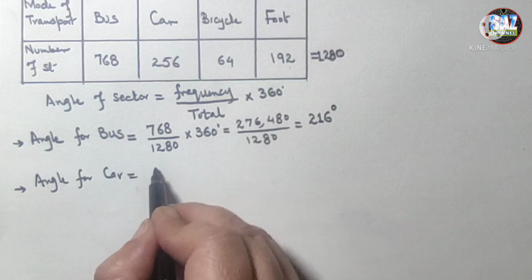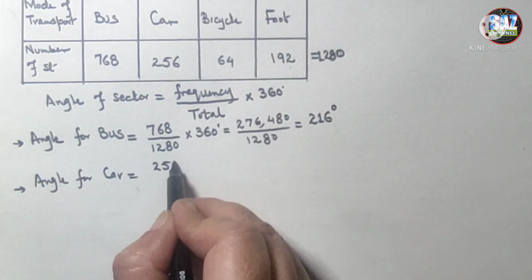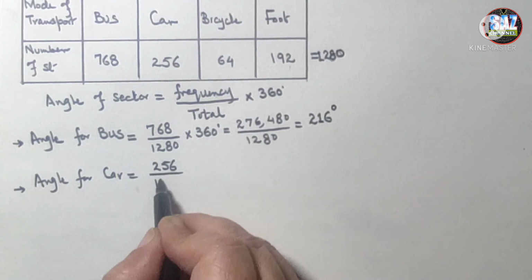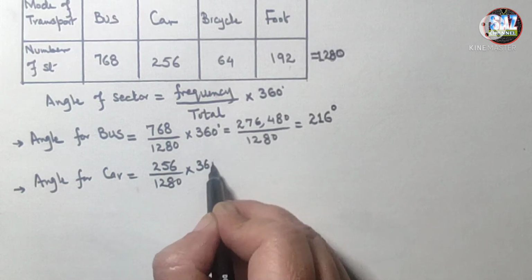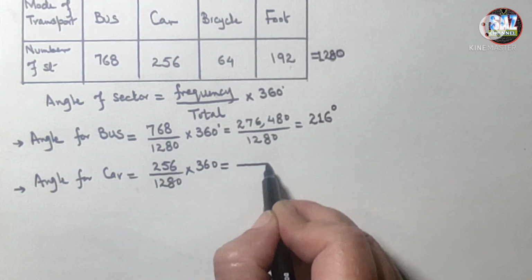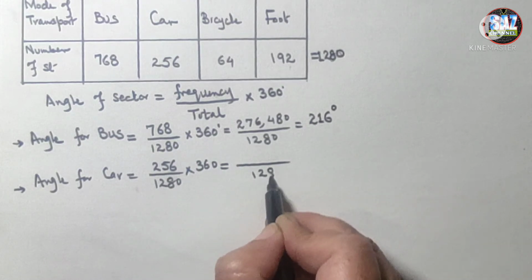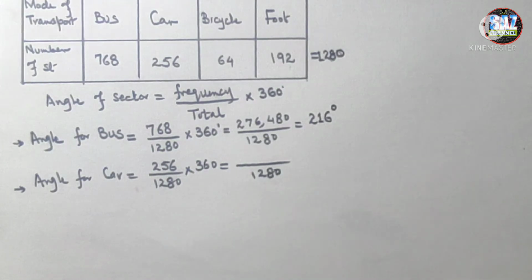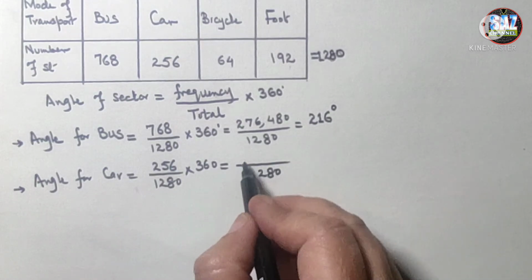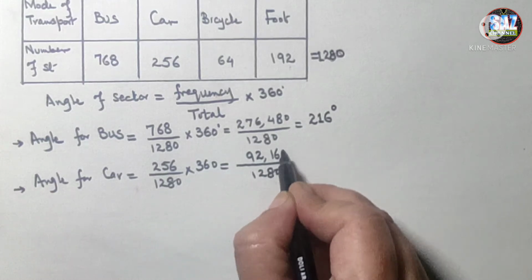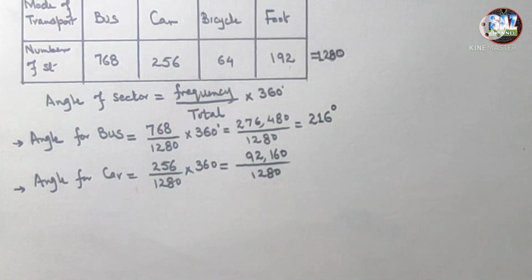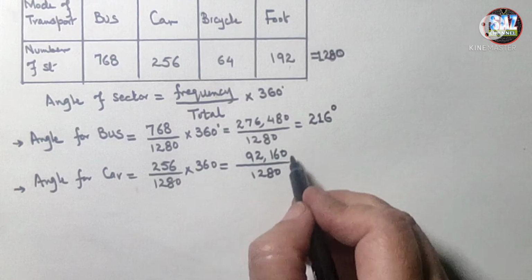Now the angle for car: that is 256 divided by 1280 multiplied by 360 degrees. 256 multiplied by 360 is 92,160, divided by 1280, and this is 72 degrees.